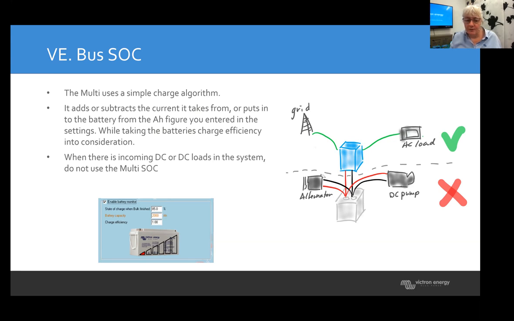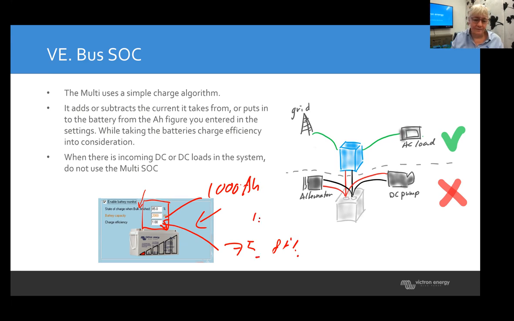To set the battery monitor up, you go into VE Configure or into Victron Connect. You can do it with VictronConnect as well now. And you have to set the state of charge when bulk is finished. That's more or less always 85%. Battery capacity. So if you have a 1000 amp hour battery, you have to fill that in, because otherwise it can't calculate state of charge. And charge efficiency. So for lead acid batteries, go to 75 or 80%. And for lithium, 0.75, sorry. And yeah, so that's a factor, not a percentage. But that's pretty straightforward.